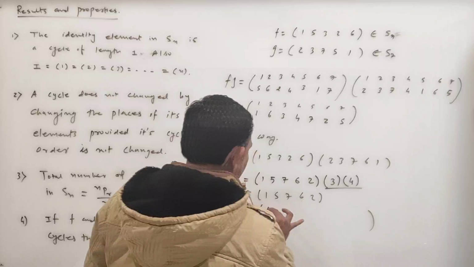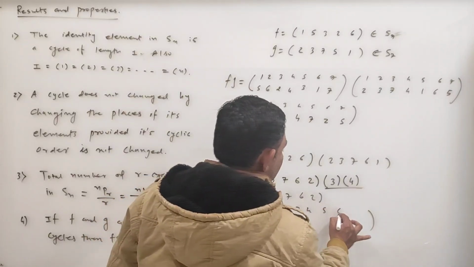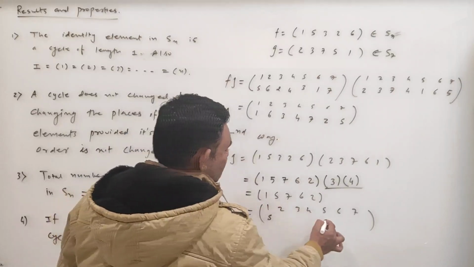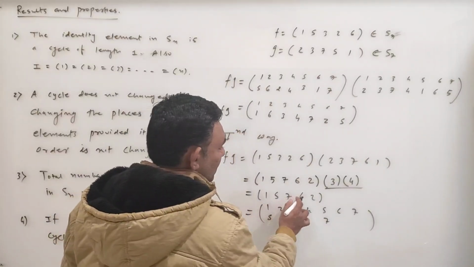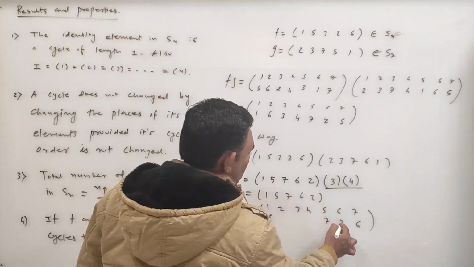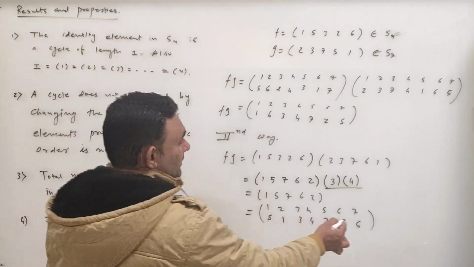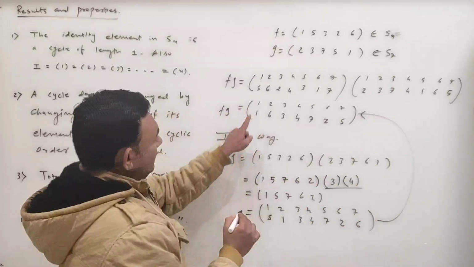Now let us write this in the matrix notation. That is 1, 2, 3, 4, 5, 6 and 7. Image of 1 is 5. Image of 5 is 7. 5 goes to 7. Now 7 goes to 6. 6 goes to 2 and 2 goes to 1, and 3 and 4 are invariant. Now you compare these two things.